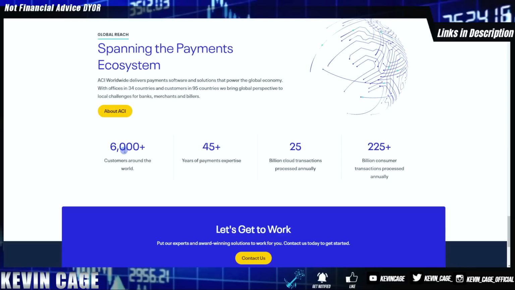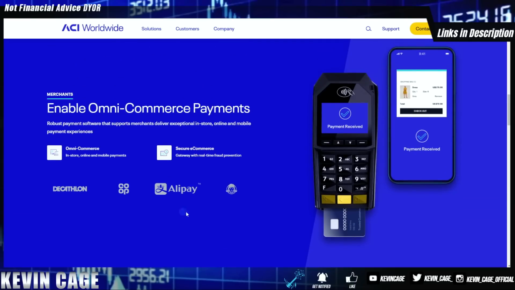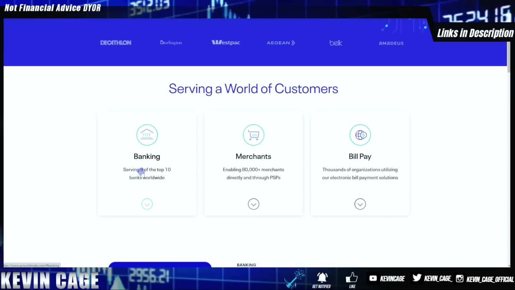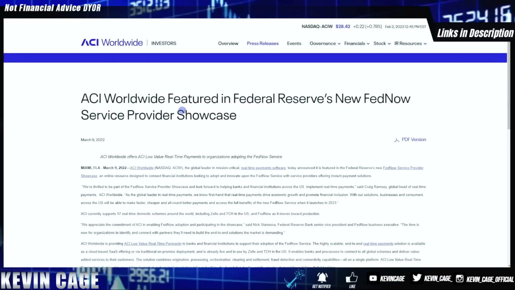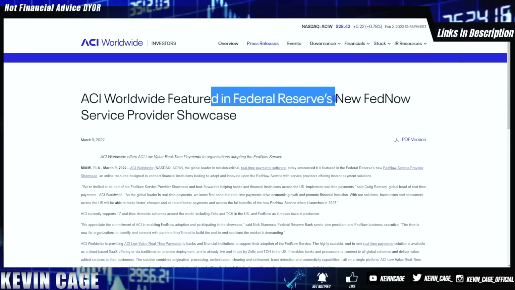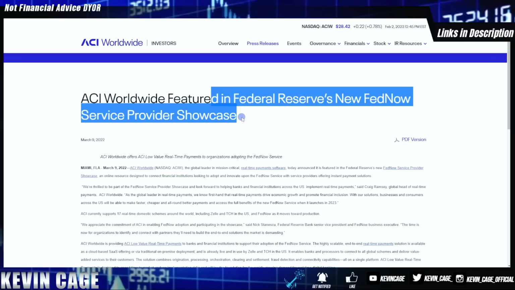And ACI Worldwide is massive, over 6,000 customers, over 45 years of payments expertise, 25 billion cloud transactions, and they're very, very big and connect to a variety of groups. We can see serving 9 out of the top 10 banks worldwide. And remember that ACI Worldwide is a Ripple partner, and we can even see right here, ACI Worldwide featured in the Federal Reserve's new FedNow Service Provider Showcase.